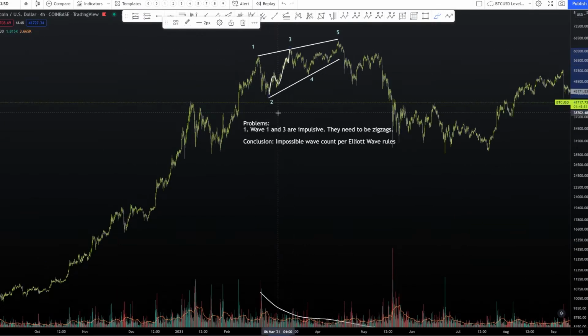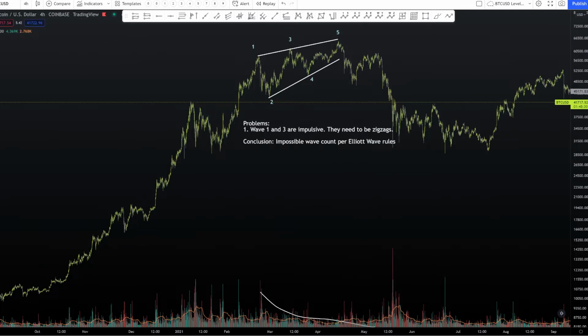So the conclusion for this count is that it's impossible because it actually violates Elliott wave rules, which you can't do. That would be an invalid count. And for that reason, I would not consider this count possible in any situation. So that is the second count that we're going to be going over. And I'm going to be showing you guys the alternative in just a second.